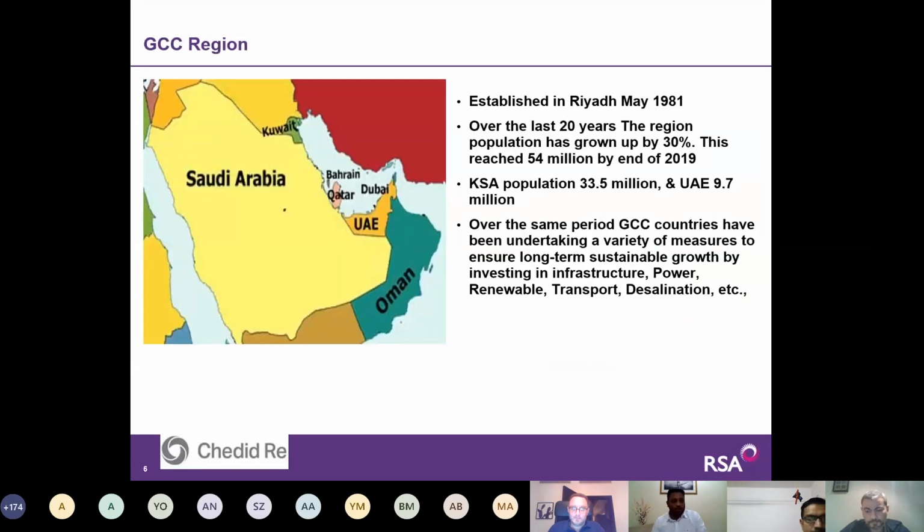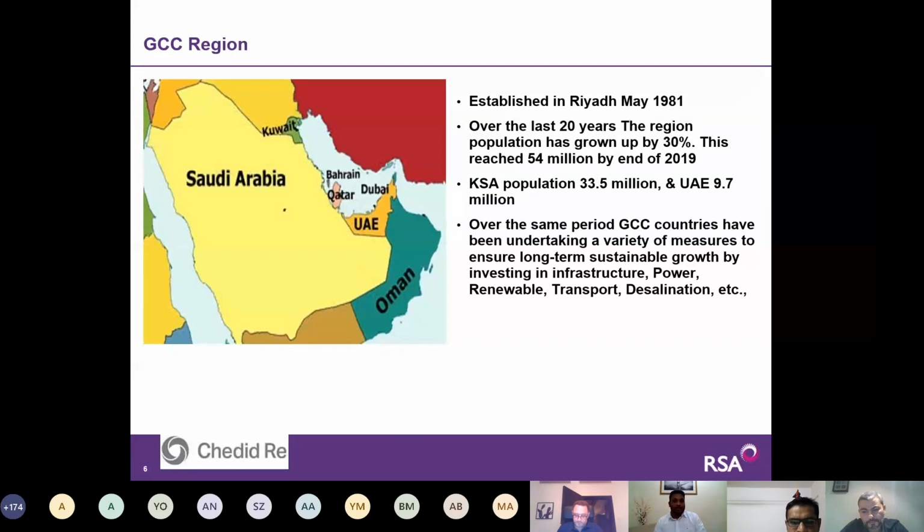Let's move on to the next slide, which will explain in detail what the GCC region is. The GCC was established in Riyadh in May 1981, an intergovernmental political and economic union consisting of all Arab states except Iraq, and includes Bahrain, Kuwait, Oman, Qatar, Saudi Arabia, and the United Arab Emirates. Over the last 20 years, the region's population has grown by 30%, reaching 54 million by the end of 2019. The KSA population is 33.5 million, and UAE 9.7 million.